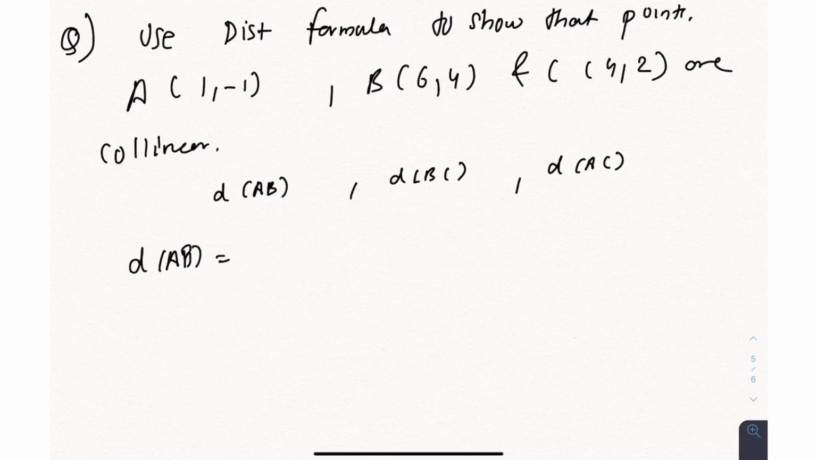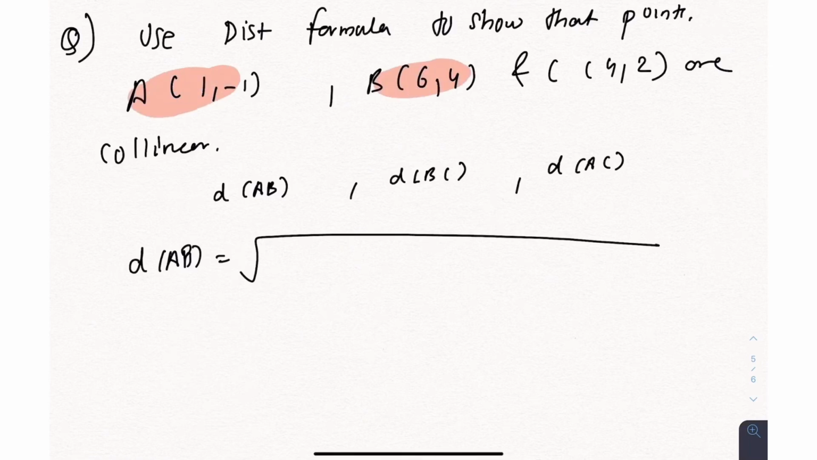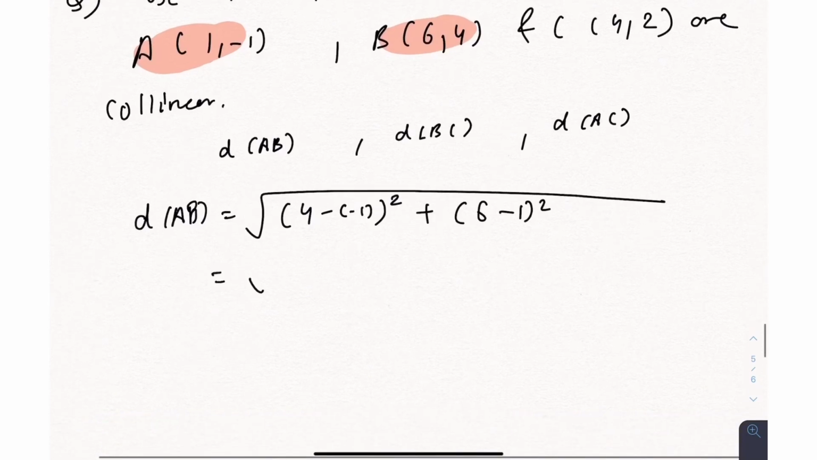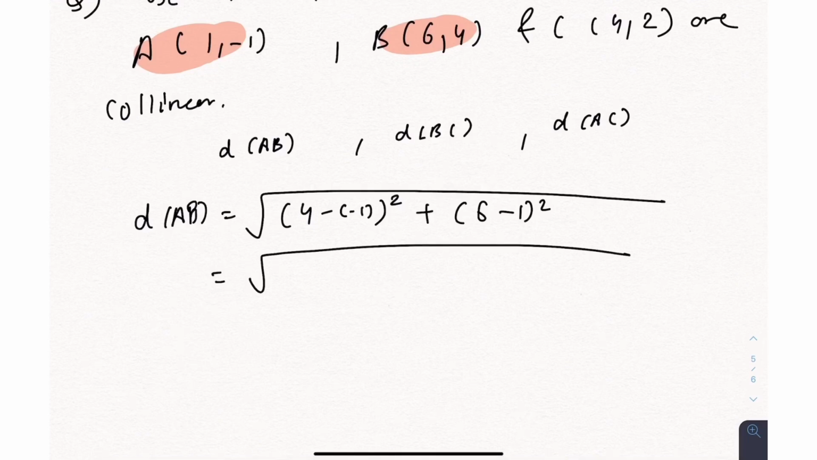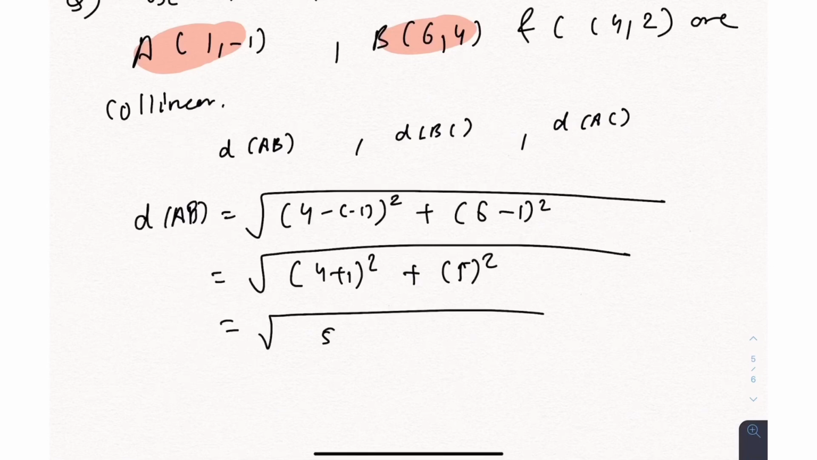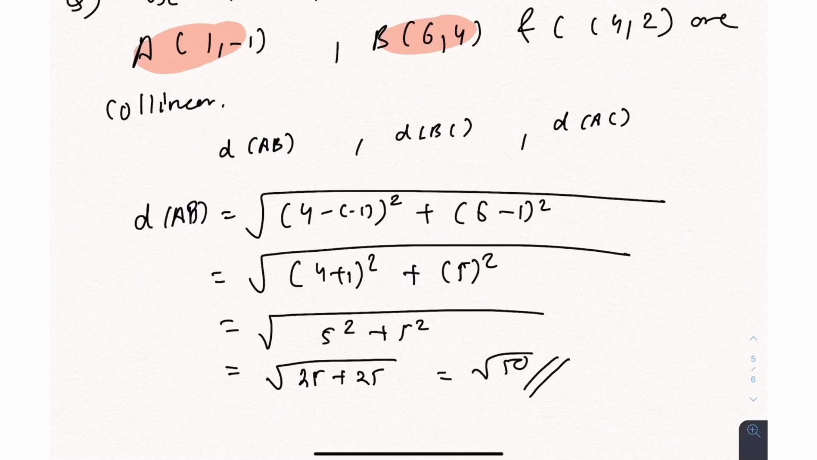Distance AB will be equal to, AB. So this is B and this is A. 4 minus of minus 1 the whole square plus 6 minus 1 the whole square. So we know the minus of minus will become plus, 4 plus 1 the whole square. 6 minus 1 is 5 square. 4 plus 1 is 5. 5 square plus 5 square will get 25 plus 25, which is equal to root 50.